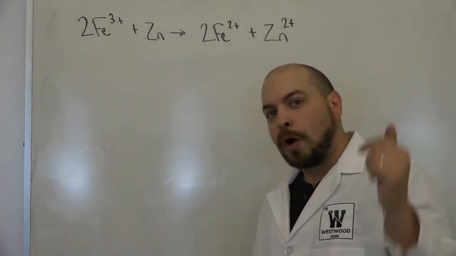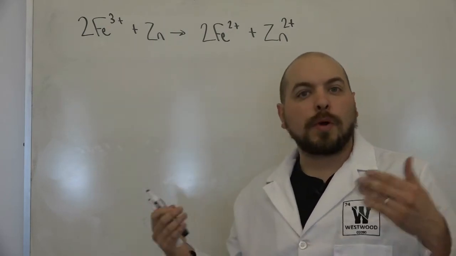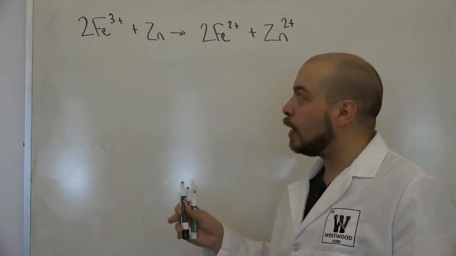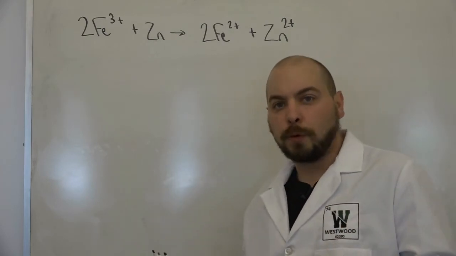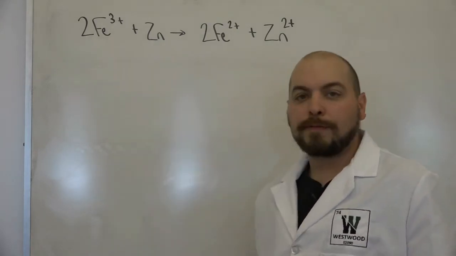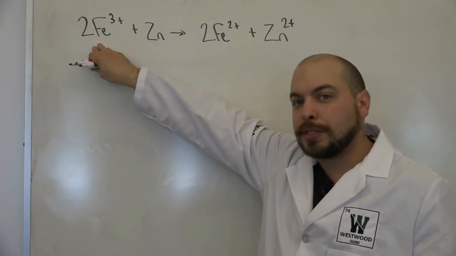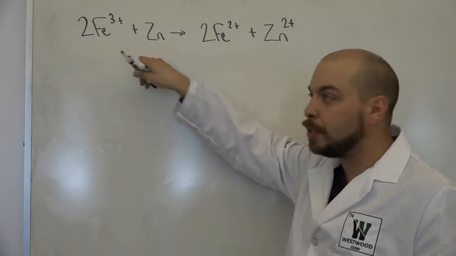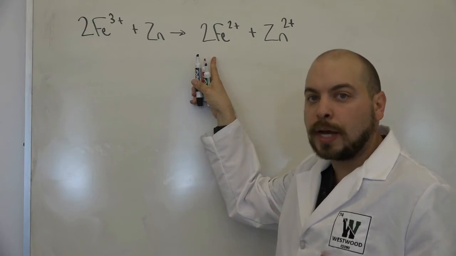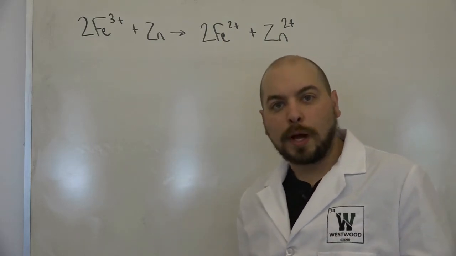Again, the first step is always assigning oxidation numbers. This is another one that looks like the one we just did, where the oxidation numbers are fairly straightforward for you. Ions have the same oxidation number as their charge, and in elemental forms the oxidation number is 0. So we know the iron 3+ has an oxidation state of +3. Zinc is going to be 0. Iron 2+ has an oxidation state of +2. And zinc 2+ has an oxidation state of +2 as well.